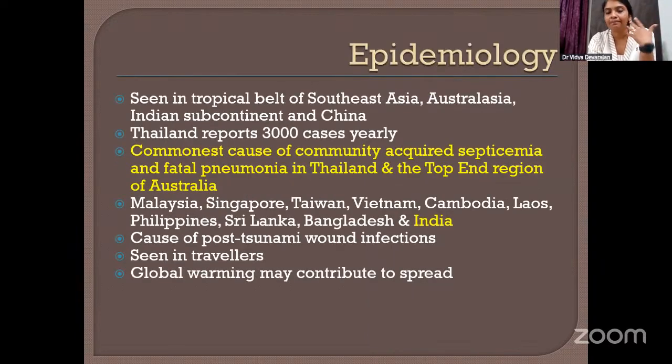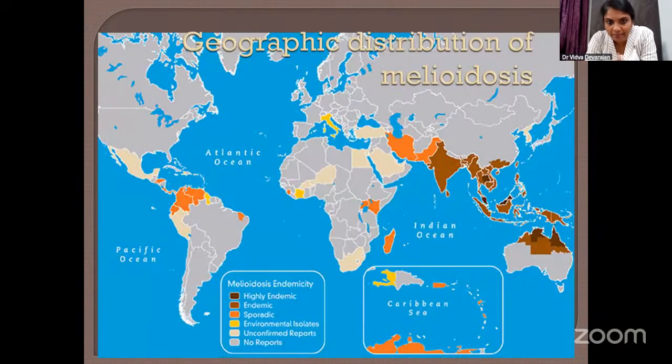So if you look at melioidosis epidemiology, it is one of the commonest causes of community-acquired sepsis and fatal pneumonias in Thailand. You have Vietnam, Cambodia, Andaman, Nicobar, etc. Thailand literally reports 3,000 cases yearly. It is definitely there in India. So if you look at this map, high endemic area is India as well for melioid.